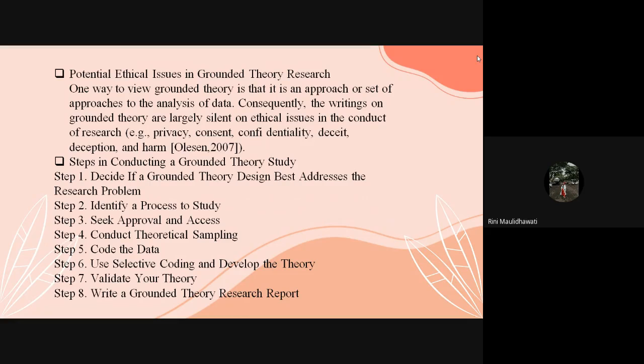Then, conducting a grounded theory study. Step 1 is decide whether grounded theory design best addresses the research problem. Step 2 is identify a process to study. Steps 5, step 6, use selective coding and develop theory. Step 7, and step 8, write a grounded theory research report. Next, please.